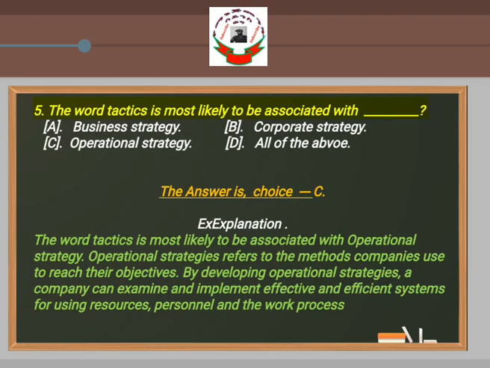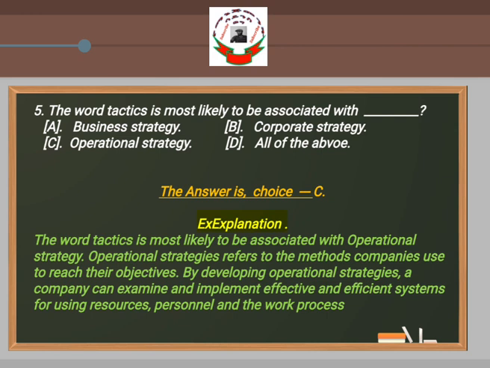5. The word tactics is most likely to be associated with blank. A. Business strategy. B. Corporate strategy. C. Operational strategy. D. All of the above. The answer is choice C.